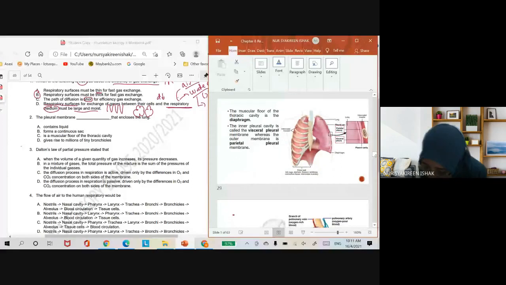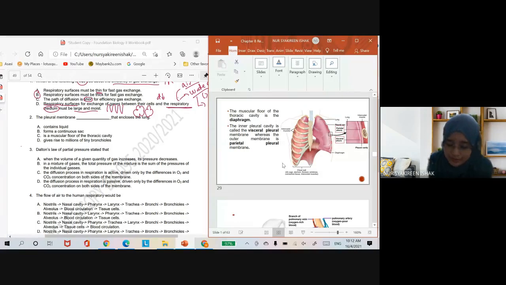So you have the parietal and visceral. The parietal pleural membrane is the outer membrane, and the visceral pleural membrane is the inner membrane, and in between them you have the fluid that functions as lubricant. When the lung expands, when you inhale, there must be some kind of lubrication to reduce friction between the lung and the rib cage. So the answer will be B.